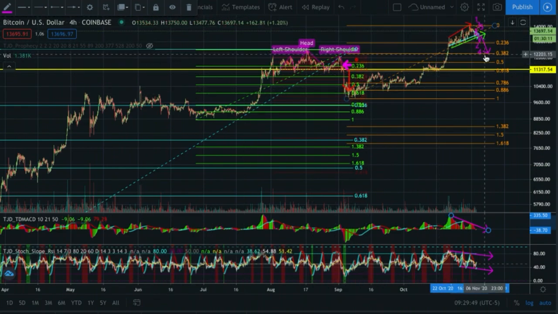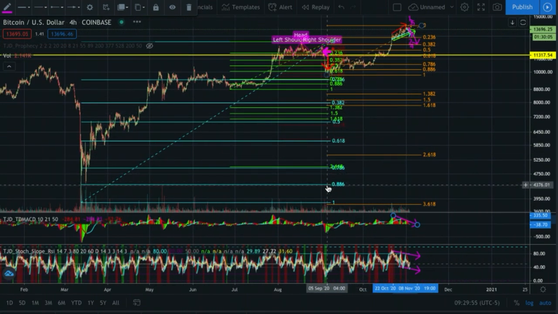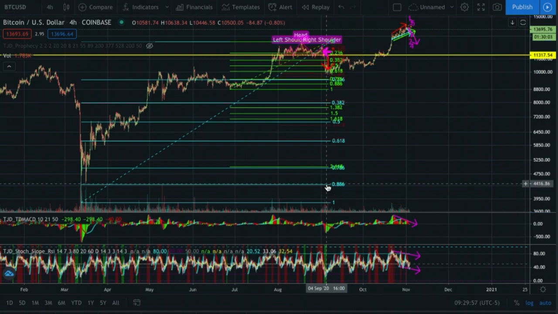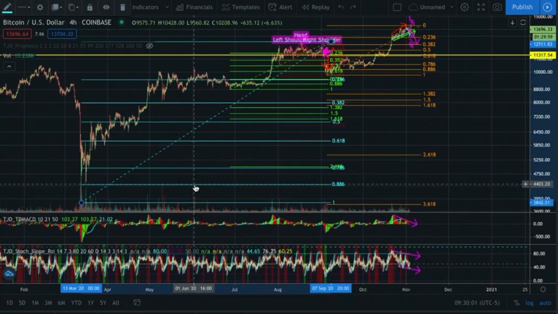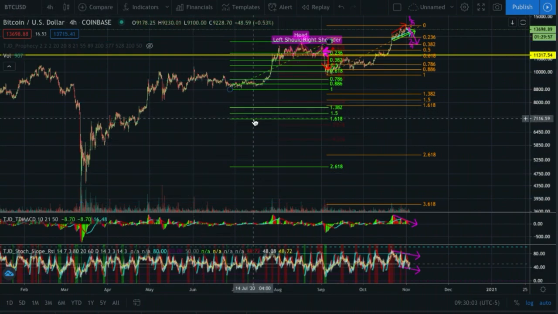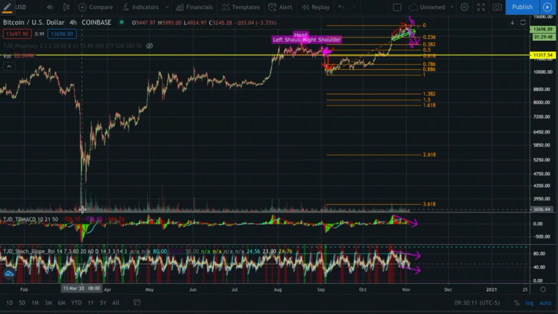So once again, we would expect the same thing to happen around this 382 area, or else we could potentially retrace this entire wave. If we decided we were going to retrace the entire wave, it would probably look something like this.